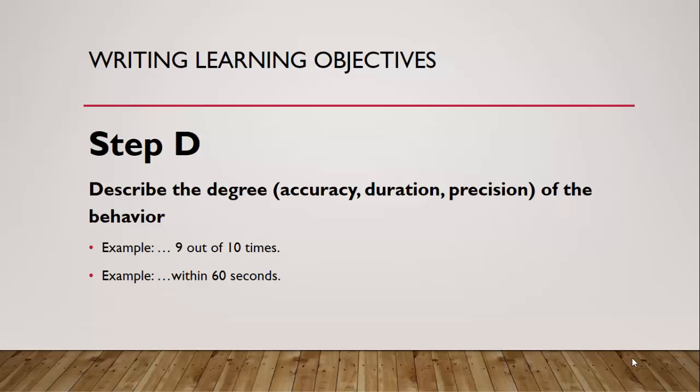Step D. Describe the degree, accuracy, duration, precision of the behavior. Where needed, state the standard for acceptable performance. For example, a time limit, if speed is an indicator of skill. The proportion of correct responses required, such as 8 out of 10. The qualitative standards, for example, guidelines, checklists, etc.